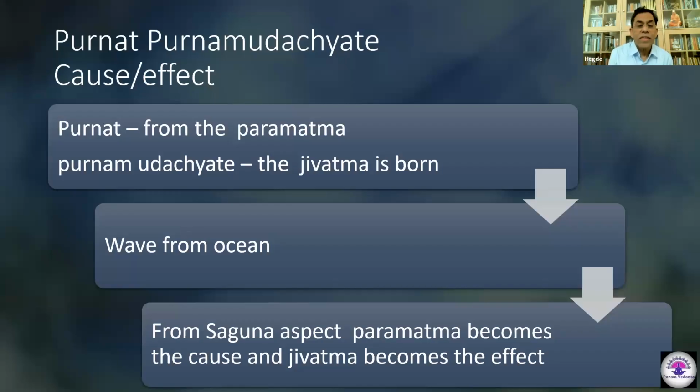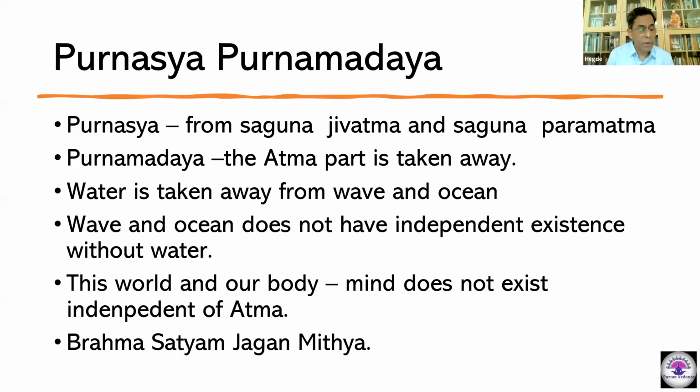Purnat, Purnamudachyate. I have already explained this. This Purna has come from that Purna, which is the cause-effect. Now this is difficult to understand. Purnasya, Purnamadaya, Purnamevavashishyate. From the Purna, that means either Jivatma or Paramatma, if you take out the essence, which is Atma, you cannot take it out because Atma is always there. Mentally, if you separate the Atma component from Paramatma and the Atma component from Jivatma, nothing else remains.